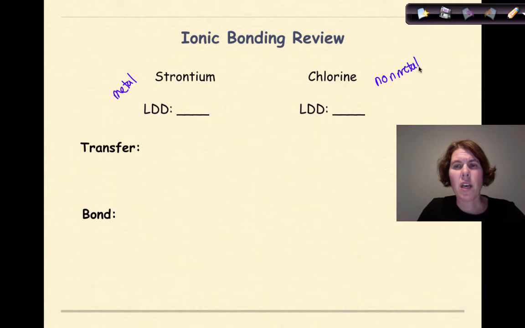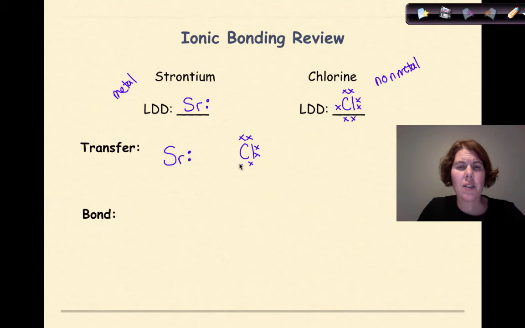So I can figure out, again, which one's going to be donating the electrons and which one's going to be accepting them. The symbol for strontium is Sr, with 2 dots, 1, 2, and chlorine is Cl with 7 dots, 1, 2, 3, 4, 5, 6, 7. And then again, I want to show the transfer. So I have strontium with its 2 dots, and a chlorine with 1, 2, 3, 4, 5, 6, 7. But right away I can see my problem here.